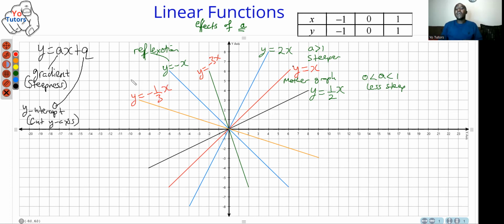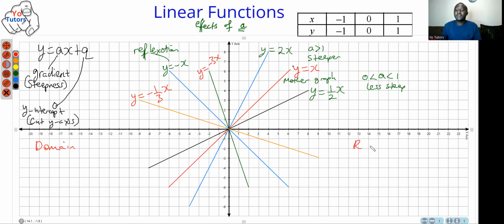So if we are asked to sketch this, what you need to understand is that you have your mother graph to start with, and whenever your value is above 1, then you know that it's going to be more steep. If it's below 1, you know that it's going to be less steep. Okay, now, then we also talk of what we call domain and range.